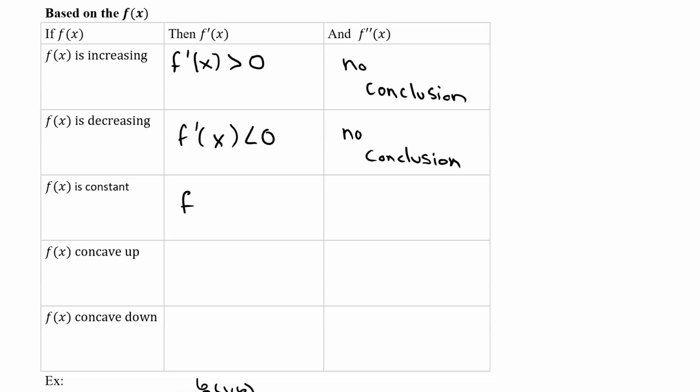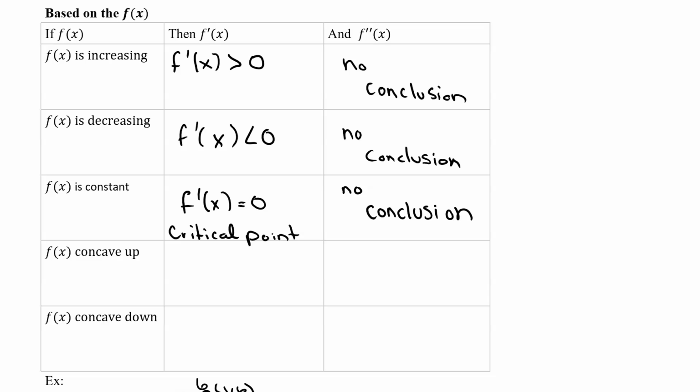When we're constant, that means f prime of x is equal to 0, right? And we, once again, can't conclude anything about the second derivative. But when f prime of x equals 0, right, we have a critical point. So a candidate for max or min.